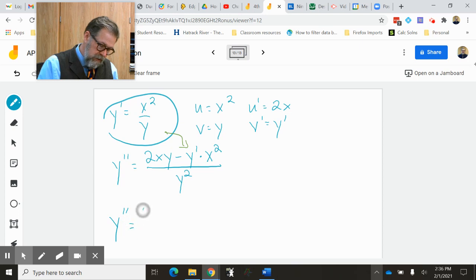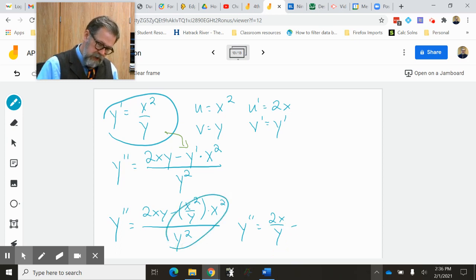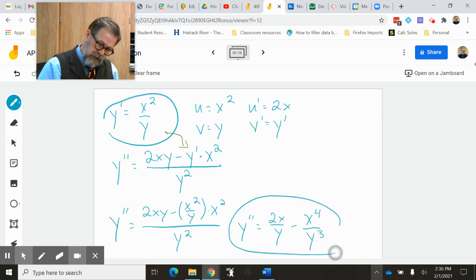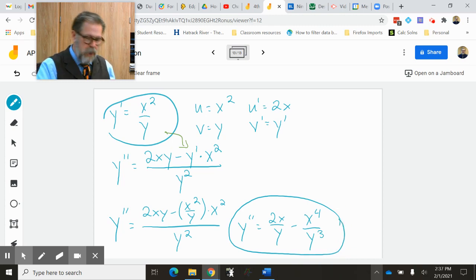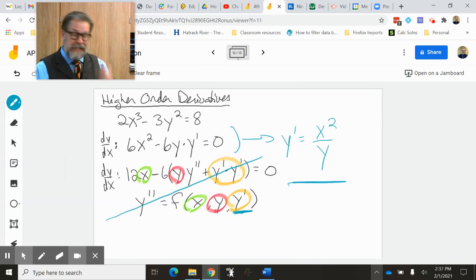The second derivative is 2xy minus x squared over y times x squared, all divided by y squared. And if I do a little simplification, I get 2xy over y squared is 2x over y minus, combining all this stuff together, x to the fourth over y cubed, and there's the second derivative. So let's go back, because honestly, I could have done the exact same thing here.